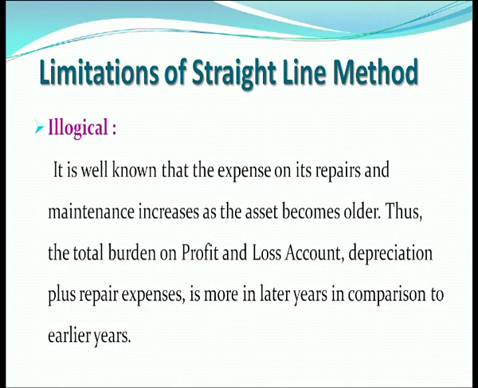Then sometimes it becomes a very illogical approach, in the sense that it is well known that the expenses on repairs and maintenance increase as the asset becomes old. Thus, the total burden on the profit and loss account, that is depreciation plus the repair expenses, is more in the later years in comparison to the earlier years, whereas it should be the other way around. So it should be apportioned more in the later years, whereas in this method they are apportioned more in the earlier years.